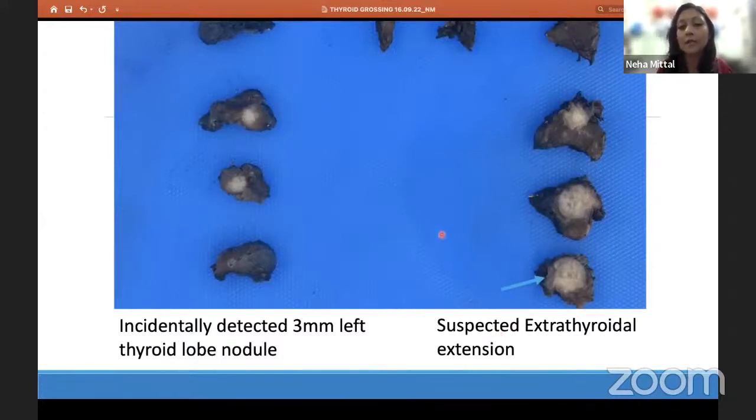It did correlate with the intraoperative notes as well, and that is why this area definitely needs to be included when you are blocking your sections, when you are putting your sections in the cassette to look at presence of extrathyroidal extension.